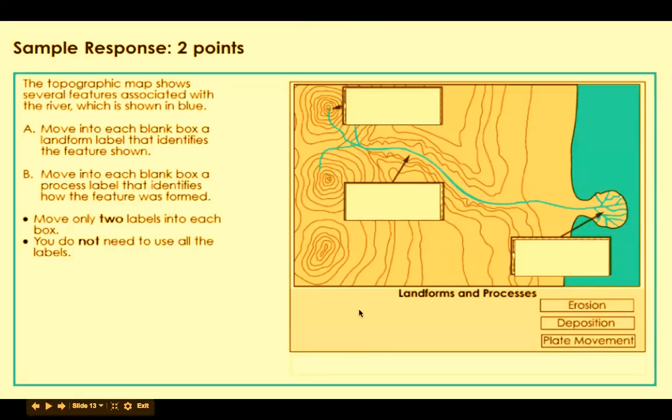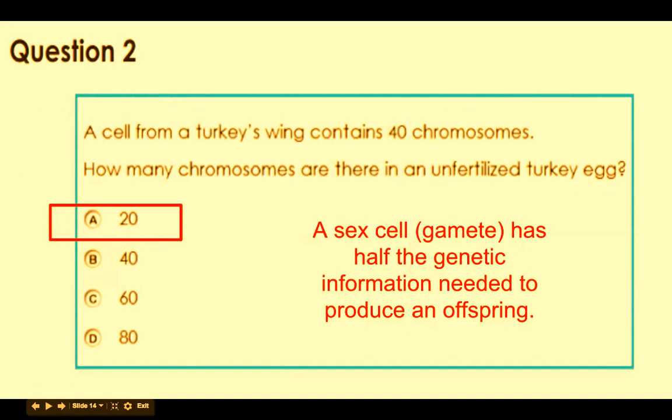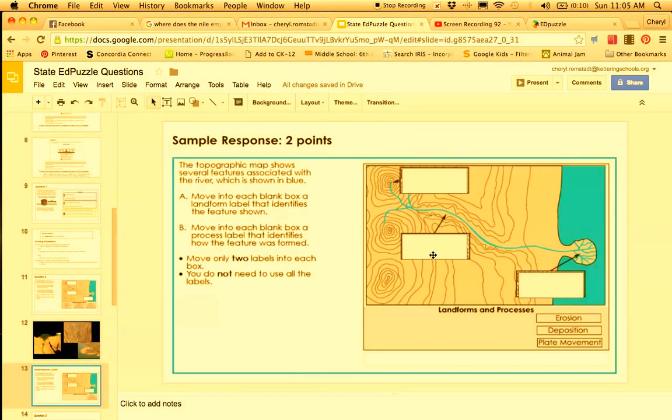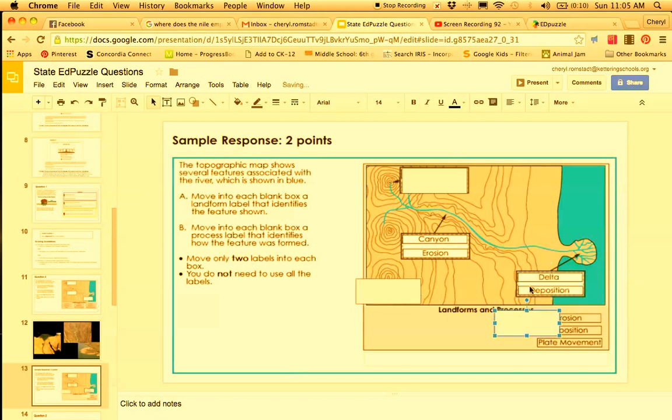So when we go back to this, in each blank, it would end up looking like you would put plate movement caused a mountain. Oops. Sorry about that. Let me just move this box. Then a canyon resulted from erosion. And then a delta formed because of deposition.